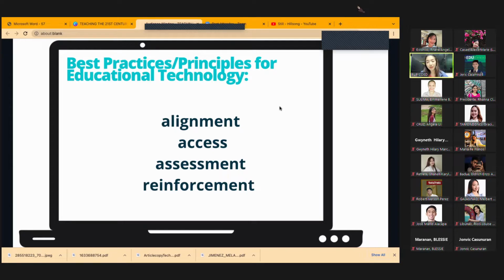Also assessment, how do you use technology to provide feedback using a specific tool, app, or instructional material? Okay, how do you use edtech in providing effective assessment or feedback sa estudyante? So this one yung assessment. So I'll show you a diagram later.